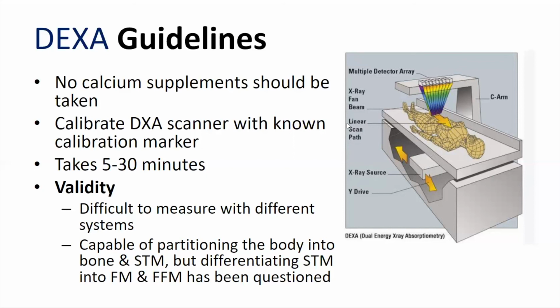So to calibrate this machine, you would use markers with known absorption rates to ensure that what the DEXA is measuring is actually real. This takes about 5 to 30 minutes, depending on how big the region that is being scanned, and also whether a fan-based or pencil-based method is used. So this looks like a fan-based method where there's a fan of X-ray, which is going to take less time than a pencil-based DEXA, where it just be a line or a pencil beam that is going to be sent through the individual. This is going to be a lot more accurate, but it's going to increase the amount of time that it takes.